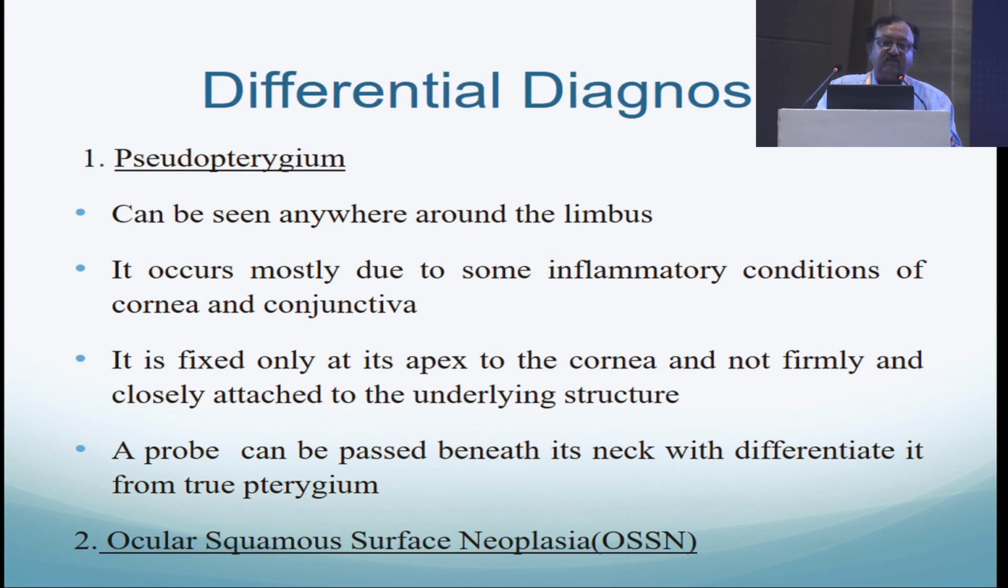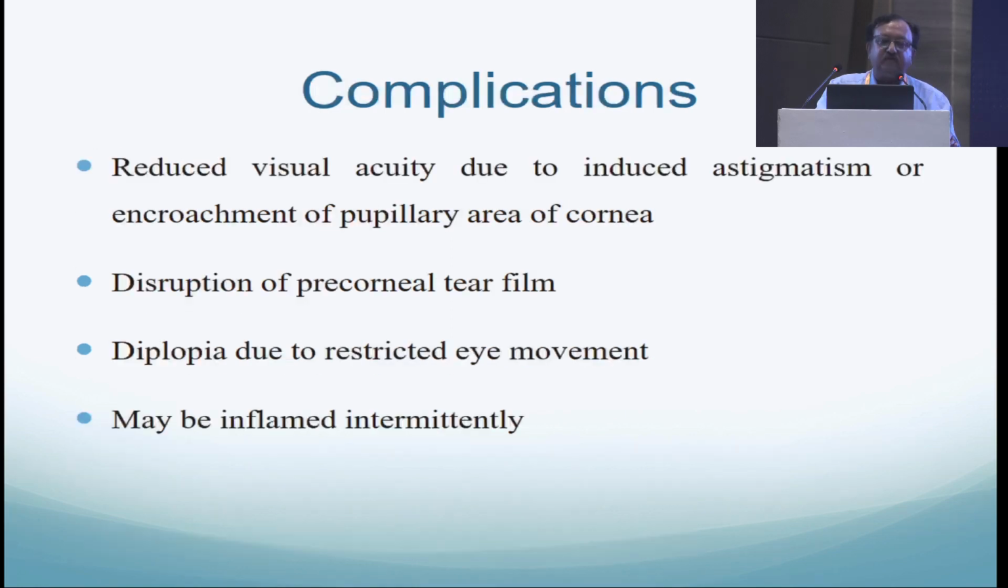It can be differentiated from pseudopterygium, which can be found anywhere around the limbus and occurs mostly due to some inflammatory condition of the cornea and conjunctiva. It is fixed only at its apex to the cornea and not firmly and closely attached to the underlying structure. A probe can be passed beneath its neck, which differentiates it from true pterygium. Ocular surface squamous neoplasia is another disease which should be differentiated from pterygium.